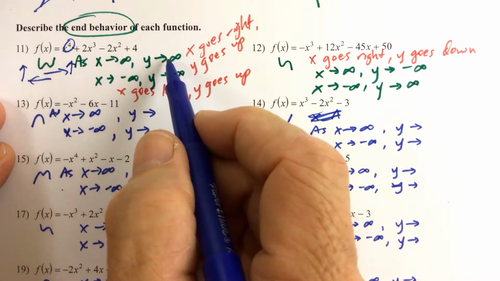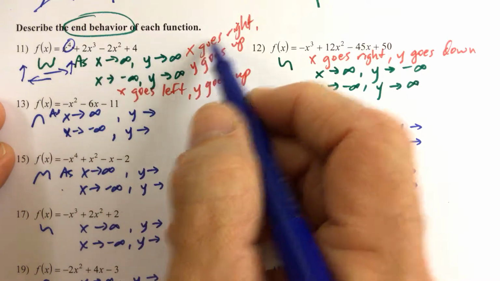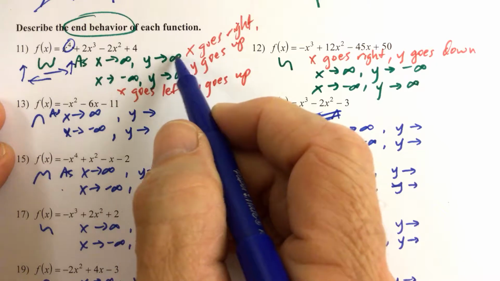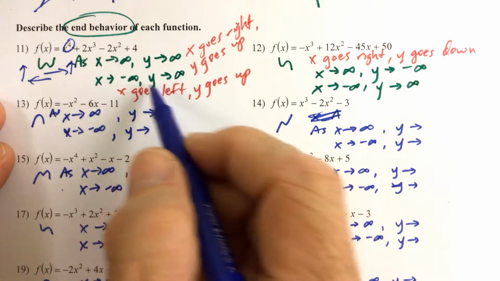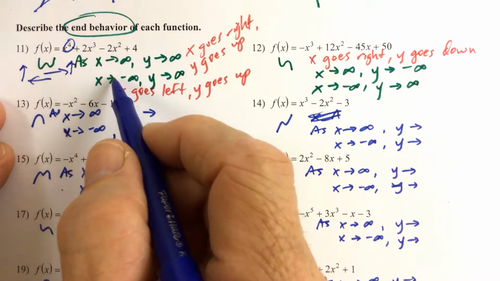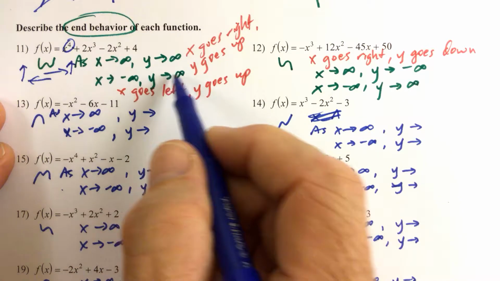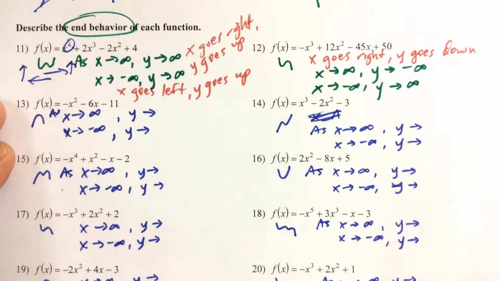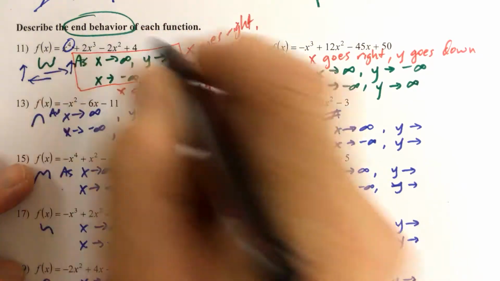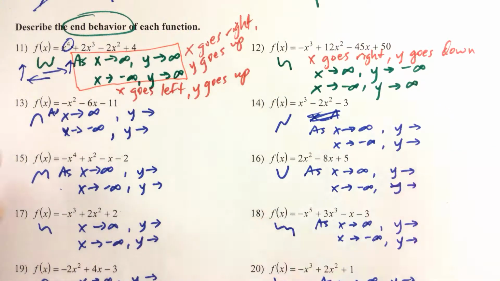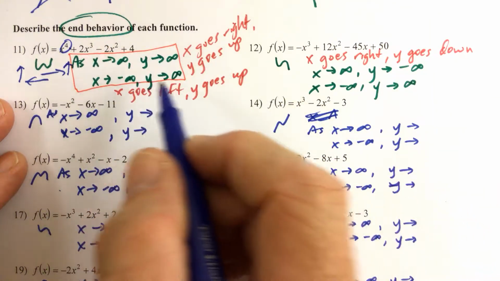The way we write that using mathematical notation would be, as x approaches infinity, that's x going right, y goes up, that means y approaches positive infinity. And for the other part, when x goes to the left, we say that as x approaches negative infinity, y goes up, so we write that as y approaches positive infinity. We write it using this notation here. The words that I wrote down here in red are the kind of thing you maybe want to be thinking about as you try to figure out, or as you describe, the end behavior.